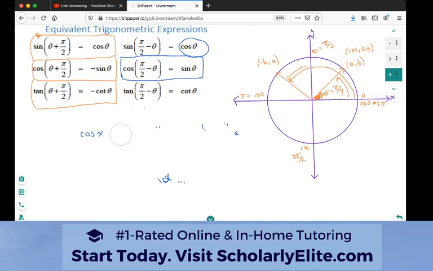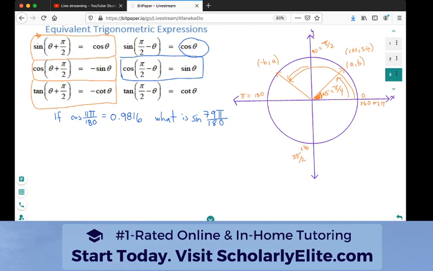Let me just erase. Hopefully that makes sense for you guys. Alrighty, guys. So this is where things get a little bit crazy. So if cos of 11 pi over 180 equals 0.9816, what is sine of 79 pi over 180?